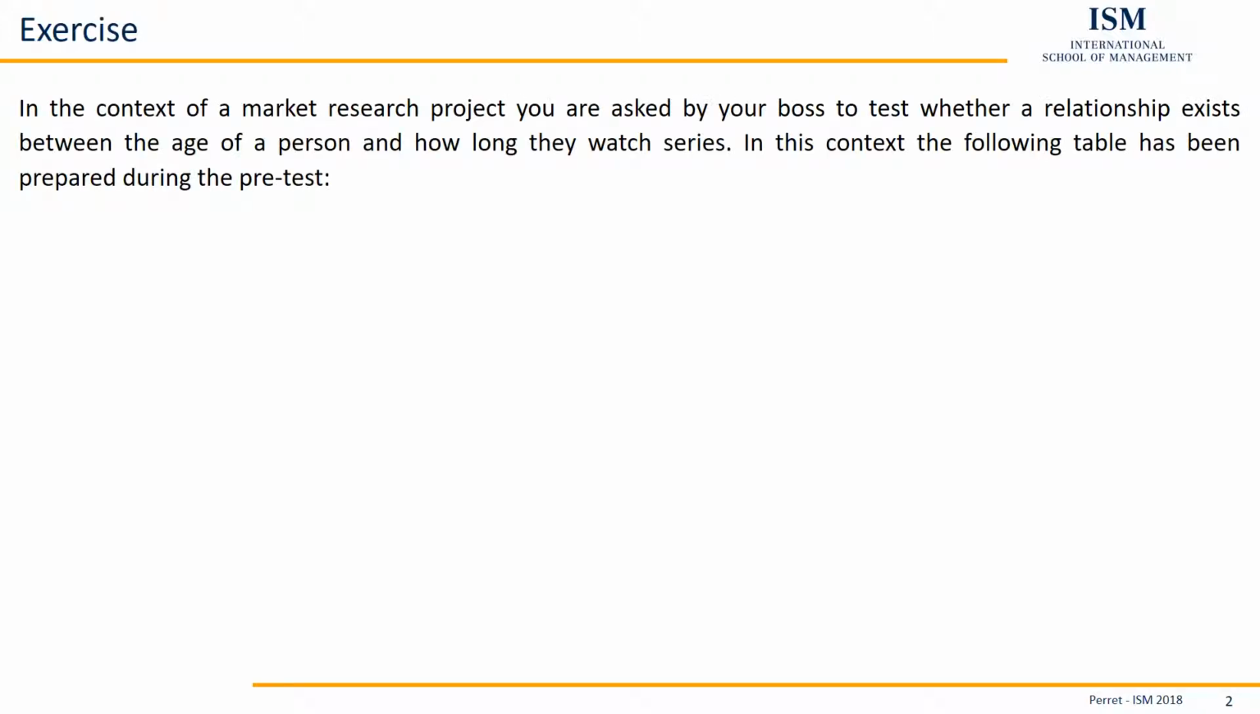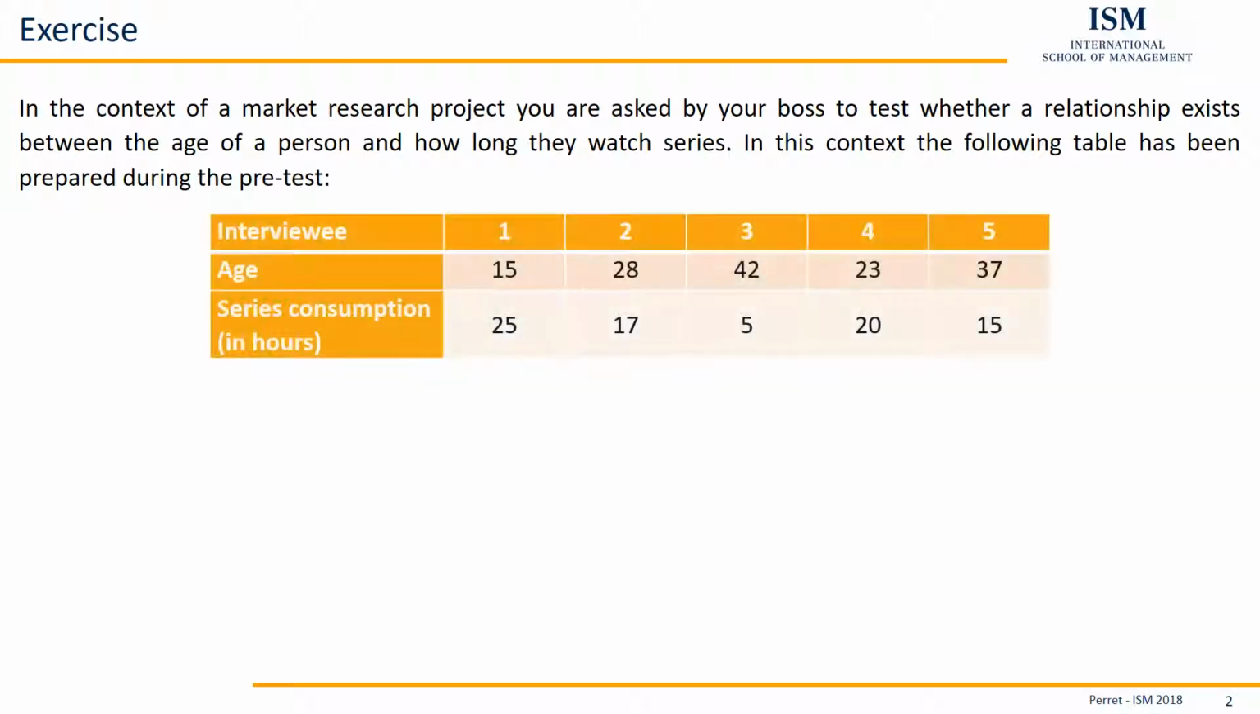In the context of a market research project, you are asked by your boss to test whether a relationship exists between the age of a person and how long they watch TV series. In this context, the following table has been prepared during the pre-test. Now we have here for 5 people, age and series consumption.